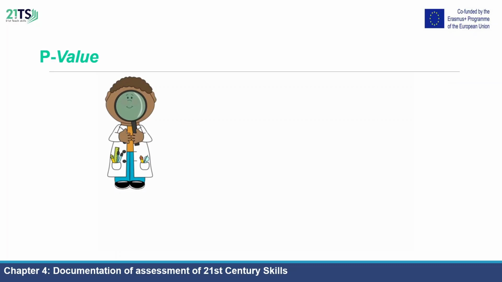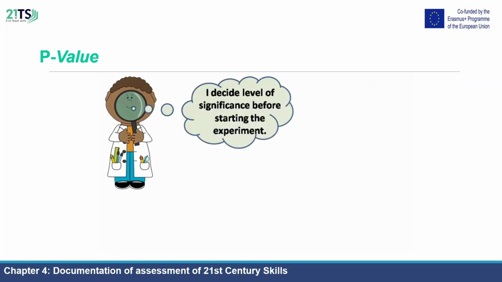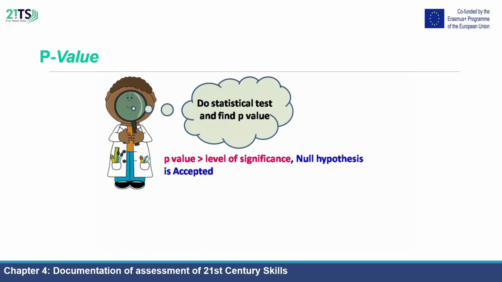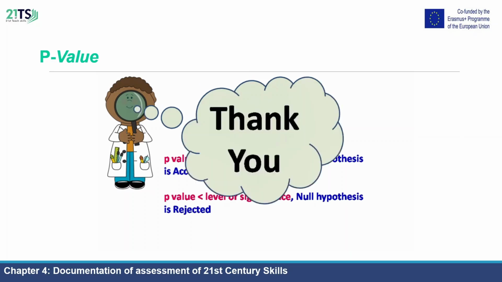So to summarize, the researcher first decides the level of significance, then he does the experiment and finds the p-value. If the p-value is more than level of significance, then the null hypothesis is accepted. And if the p-value is less than level of significance, then the null hypothesis is rejected.